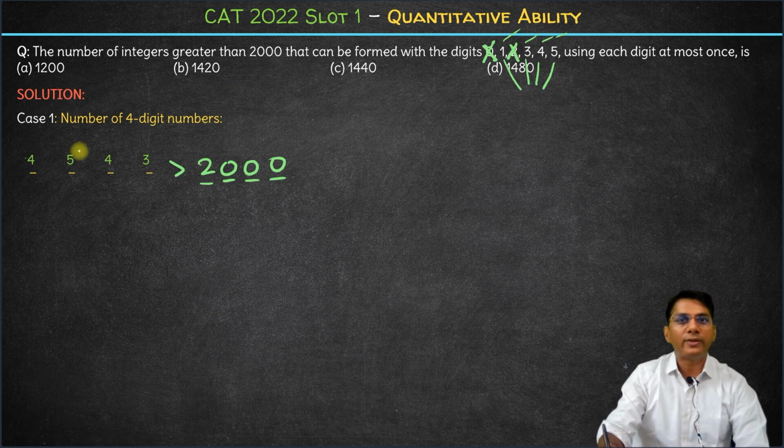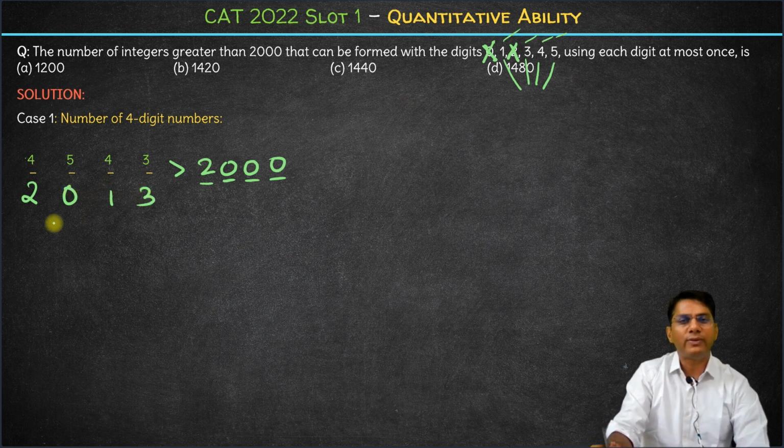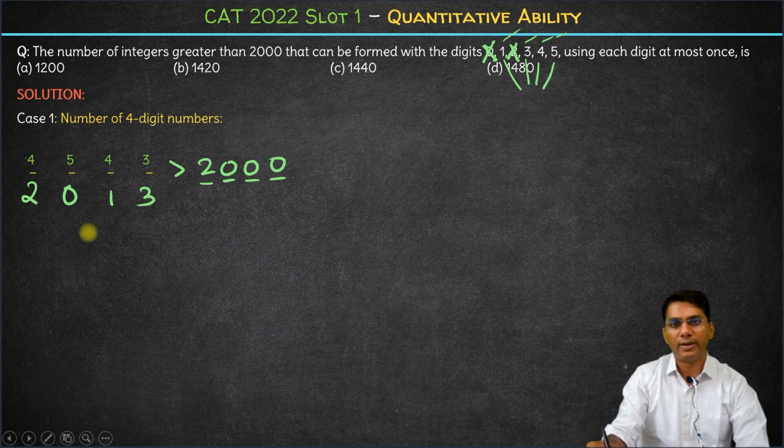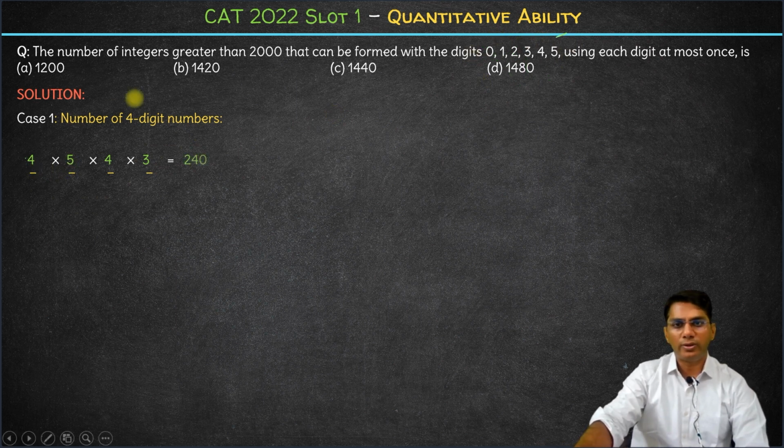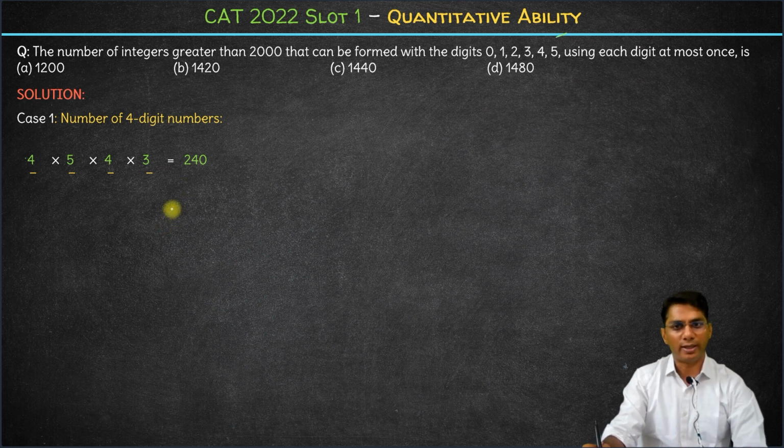So any number of this form is definitely greater than 2000. Even if it is 2 here, 0 here, you'll have out of 1, 3, 4, 5 at least 2 digits here which will make it greater than 2000. So the number of 4-digit numbers greater than 2000 using these digits without repetition is 4 into 5 into 4 into 3, which comes out to be 240 here.